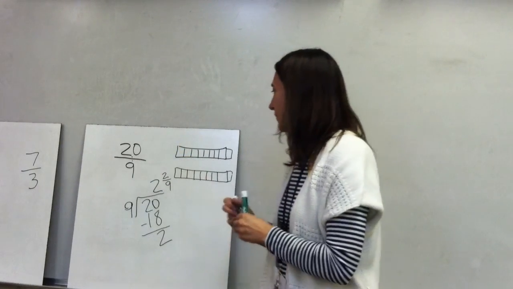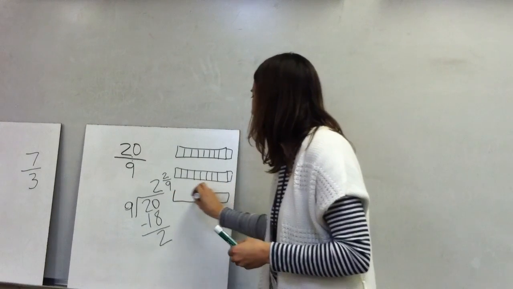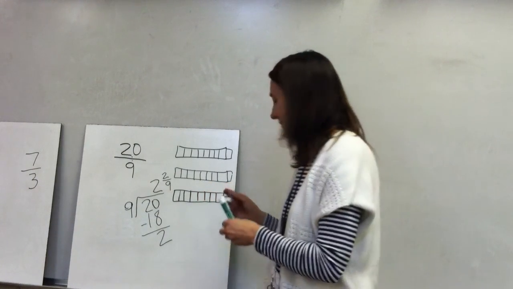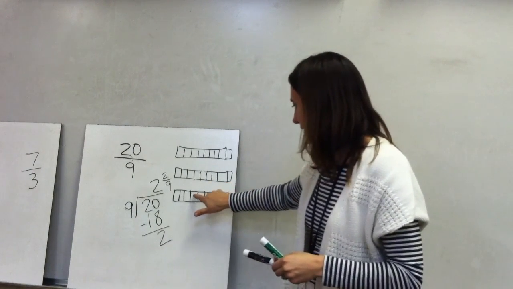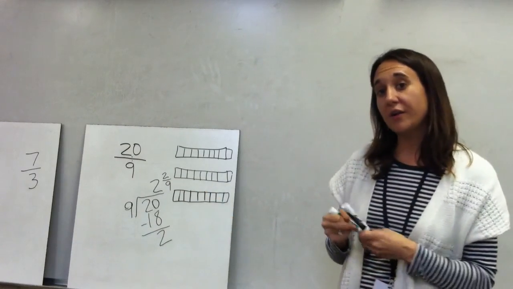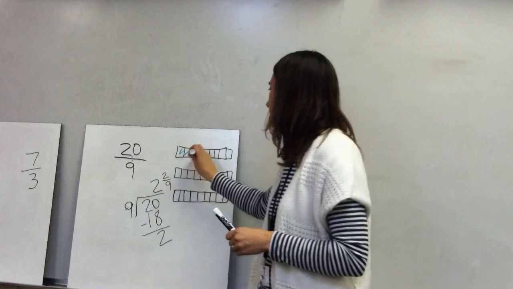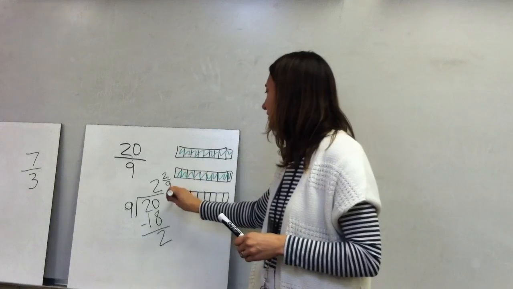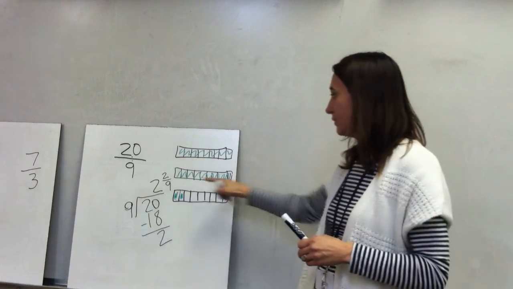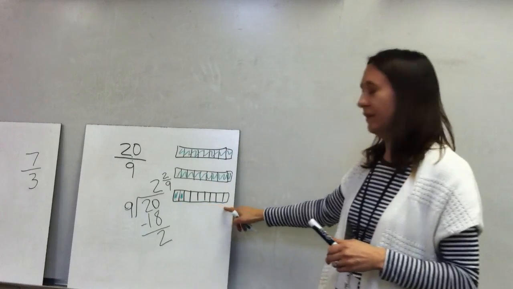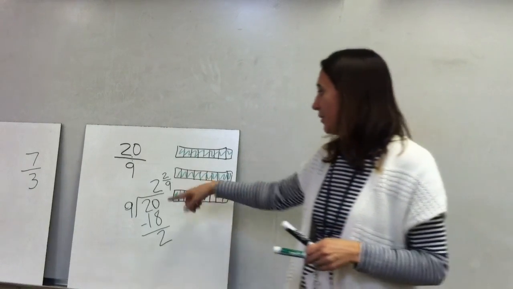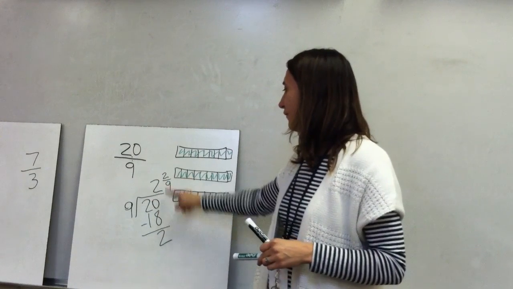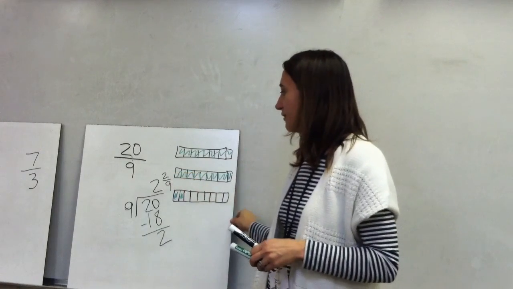But we needed to color in 20 pieces, so we're going to have to create another whole. Now it's still broken into the same 9 pieces. 2, 3, 4, 5, 6, 7, 8, 9, yes. But we're only going to color in 20 of them. So here's 1, 2, 3, 4, 5, 6, 7, 8, 9, 10, 11, 12, 13, 14, 15, 16, 17, 18, 19, and 20, which is 2 wholes and 2 out of 9. So now you've seen in pictures. We put the 20, the numerator, in the house and divide it. Whatever's left over becomes our numerator, and our denominator stays the same.